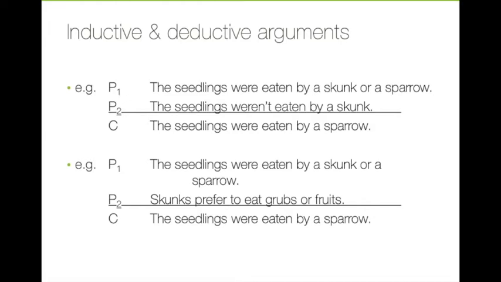The seedlings were eaten by a skunk or a sparrow. Skunks prefer to eat grub or fruits. The seedlings were eaten by a sparrow. In the second argument, the truth of the premises doesn't guarantee the truth of this conclusion, that the seedlings were eaten by a sparrow. But what's interesting about this inductive argument is that it does better represent the kind of explanatory reasoning we tend to run through when we have limited evidence and have to come to a conclusion. So while deductive arguments do represent a lot of our simple reasoning steps, inductive arguments often represent better the kind of reasoning we actively do under uncertain evidence.